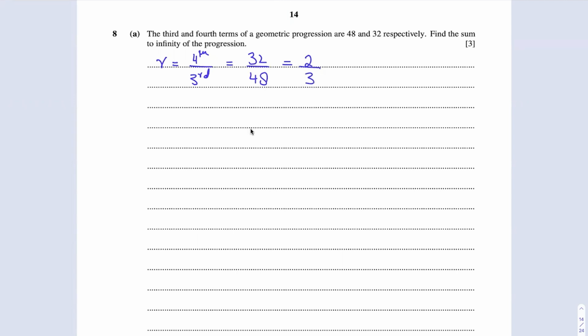We have to find the sum to infinity of the progression. Now, the sum to infinity is given by a upon 1 minus r. We need to find the value of a first. So we know that the third term is 48. The nth term of a geometric progression is given by a r to the power n minus 1. So this is 48. a is unknown and r is 2 upon 3 to the power 3 minus 1, which is whole squared.